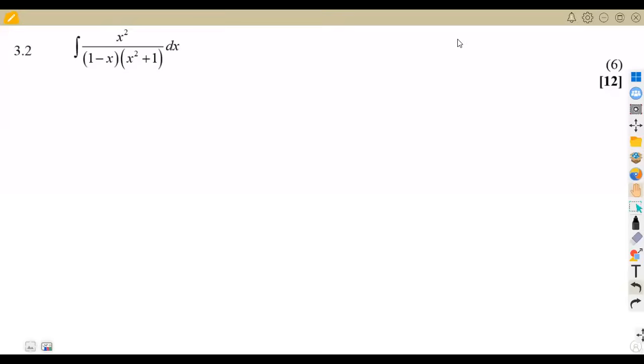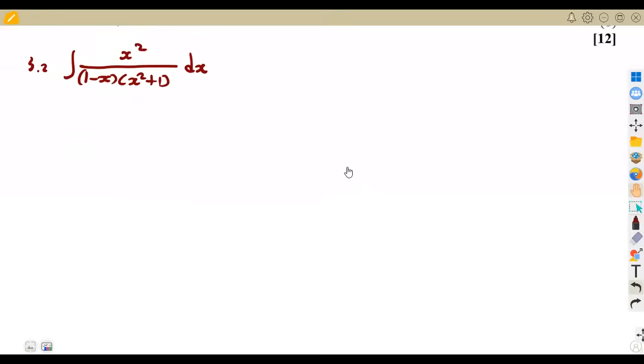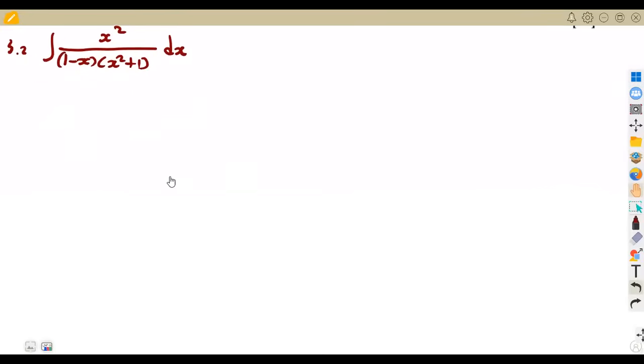So let us check this one, 3.2. We are given to integrate x squared over 1 minus x into x squared plus 1, with respect to x. Okay, so this is what we have.